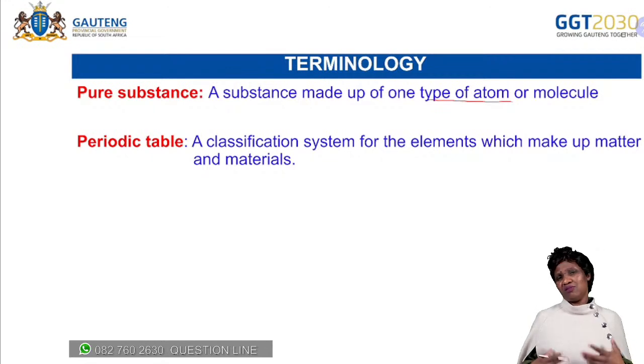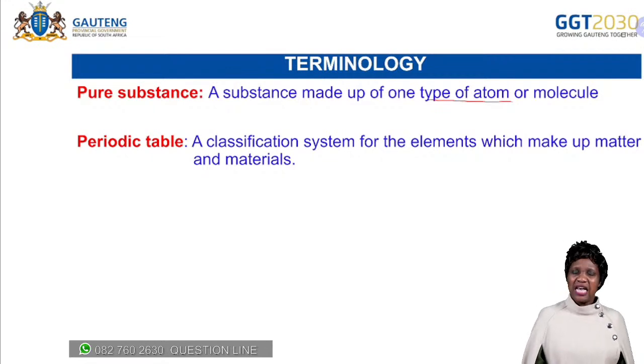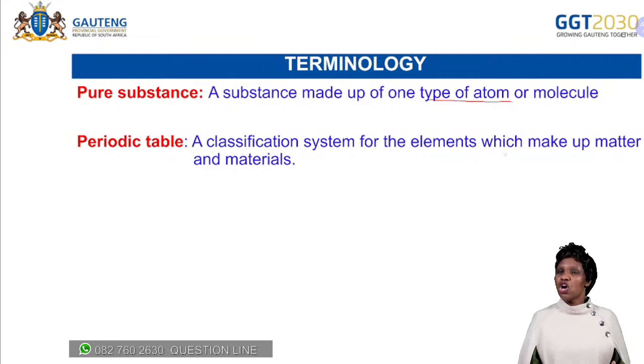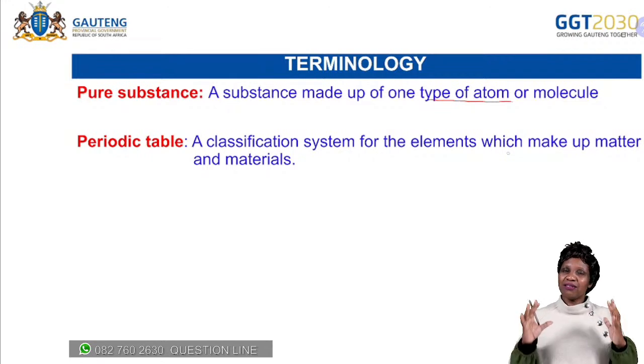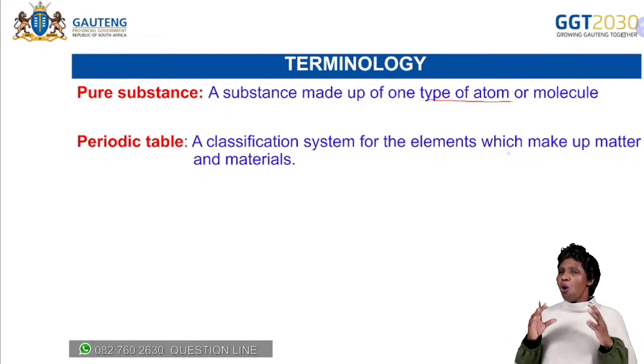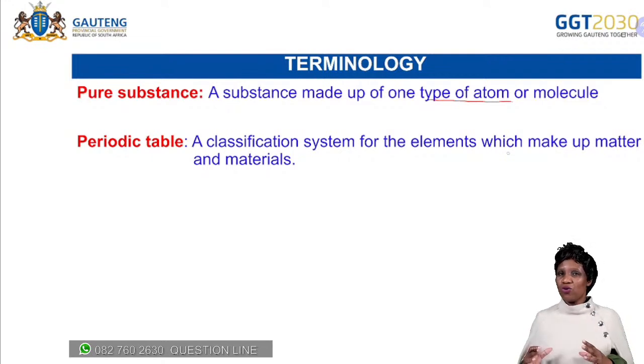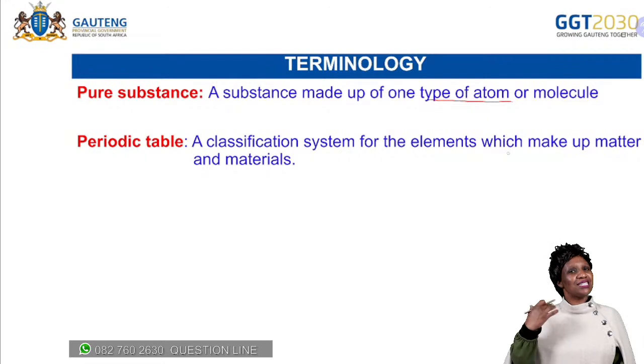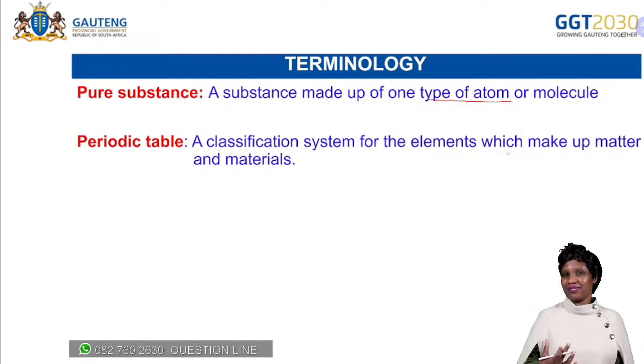Periodic table. What do you think a periodic table of elements is? This is a classification system for the elements which make up matter and materials. And we've got these in the periodic table of elements, and they've been arranged in a scientific sequence. And then all the known elements that we have in the world, they are in the periodic table of elements. We are still discovering more elements, all right? But all the known elements, they are in the periodic table of elements.